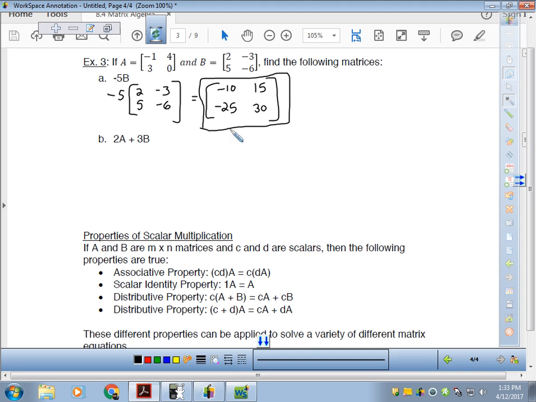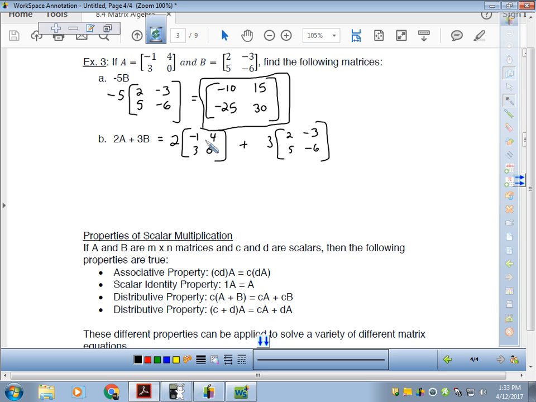Now we can also combine scalar multiplication with addition or subtraction. So you can see that here in part B. We have 2A plus 3B. That means I have 2 times this A matrix, negative 1, 4, 3, 0, plus 3 times this B matrix, 2, negative 3, 5, negative 6.